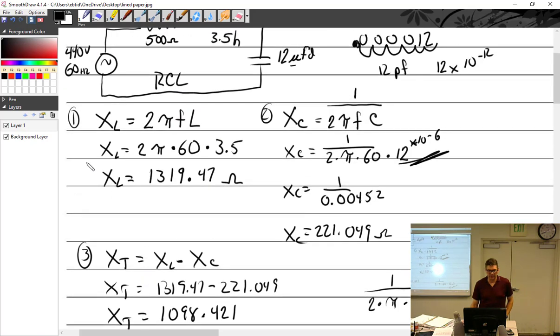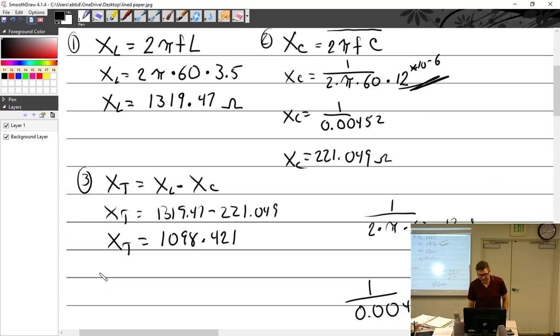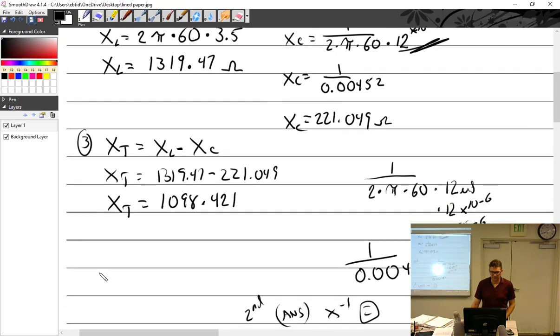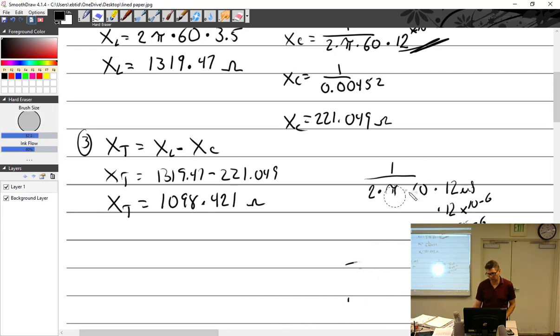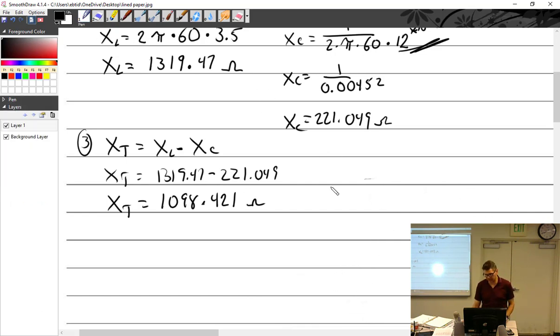All right, so we've got, first we got X of L, then we got X of C, then we got X total. What's the unit of measure for X total? Is it still ohms? Still ohms, so we'll make that ohms. Get rid of some of this. Back to here. All right, what's next?